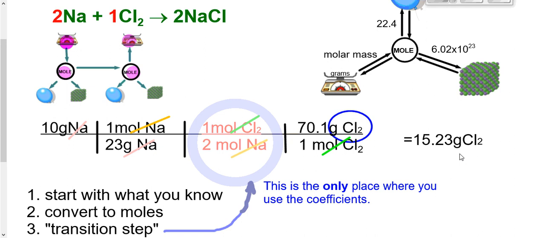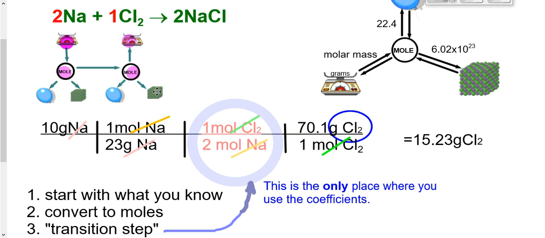Now this question could have asked me to solve instead of for grams of chlorine, because it's a gas, it could have said liters of chlorine, and I could have rotated this around and used the number 22.4 to change between moles and liters. It could have asked me for the number of particles, and I could have rotated that again. So this little Y diagram actually spins on its axis to allow us to solve for whatever we're looking for.